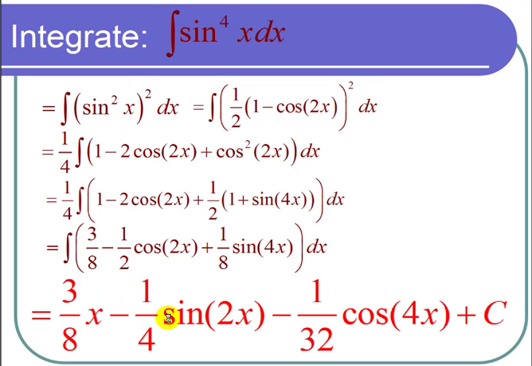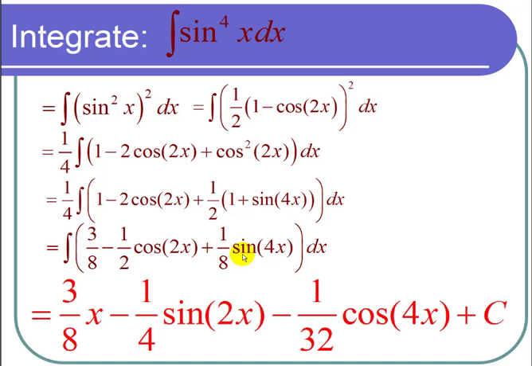Now I can integrate, and the integral of 3/8 is just 3/8 x. For the integral of cosine of 2x, if u is 2x, du equals 2 dx, and that gives me a 1/2 outside. 1/2 times 1/2 is a fourth. For the cosine of 4x, if u is 4x, du is 4 dx, it gives me a 1/4 outside, and 1/4 times 1/8 is 1/32.